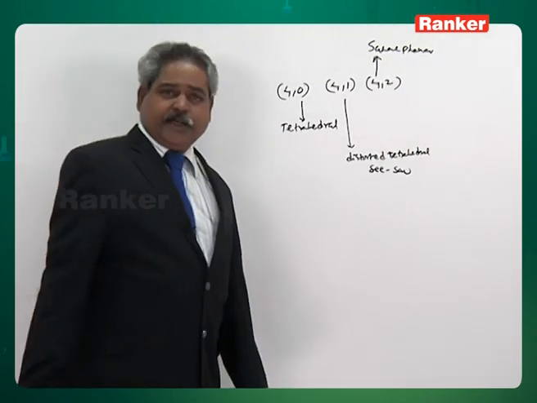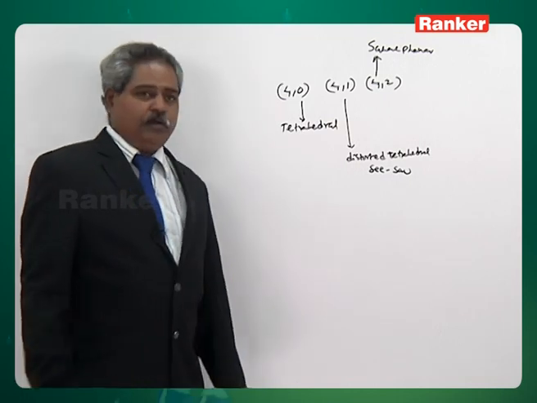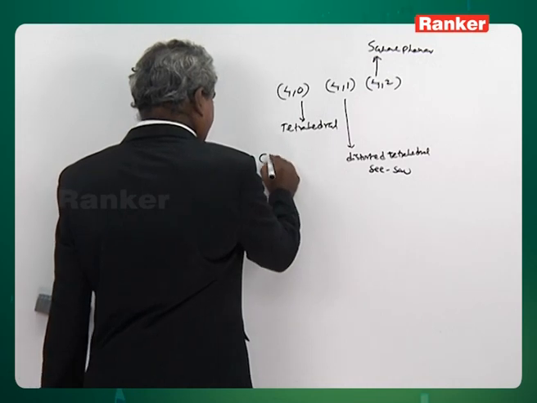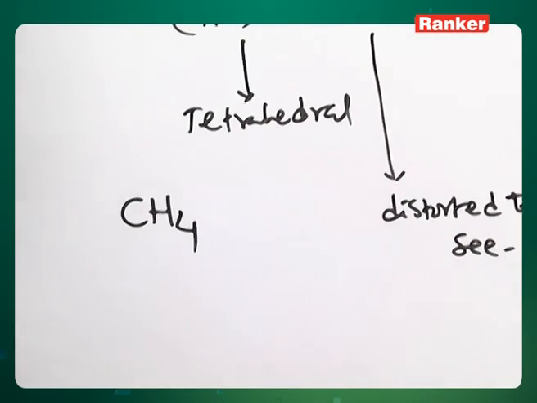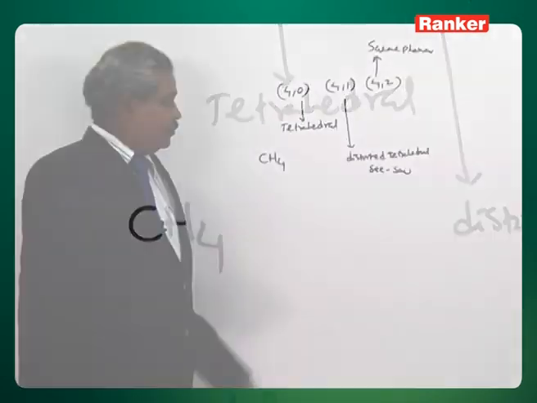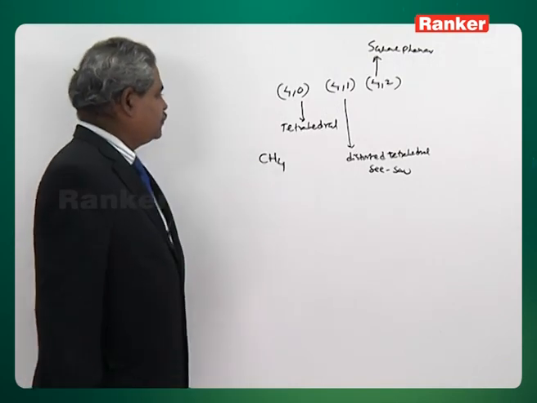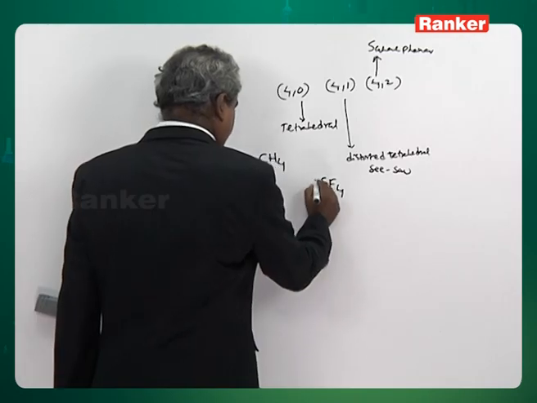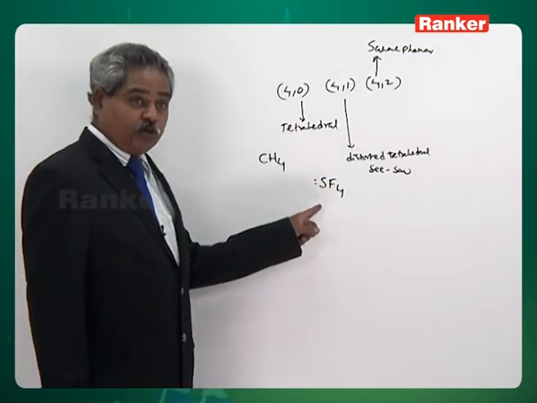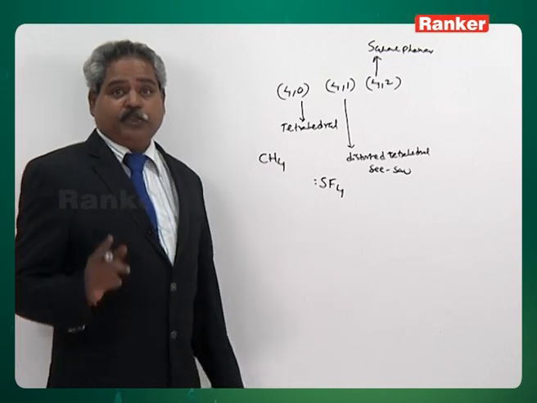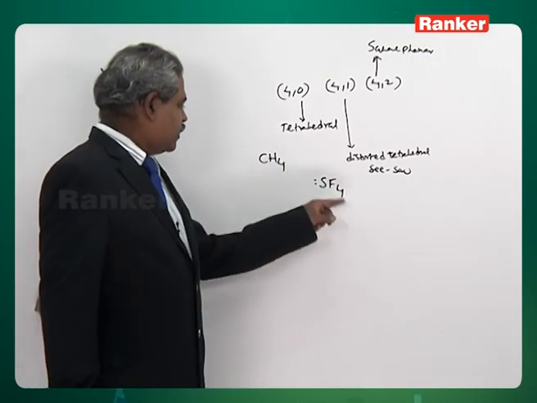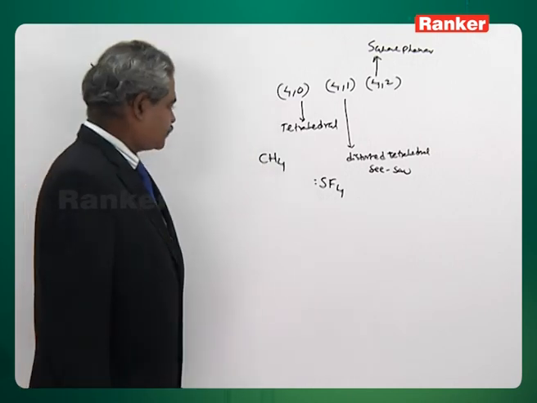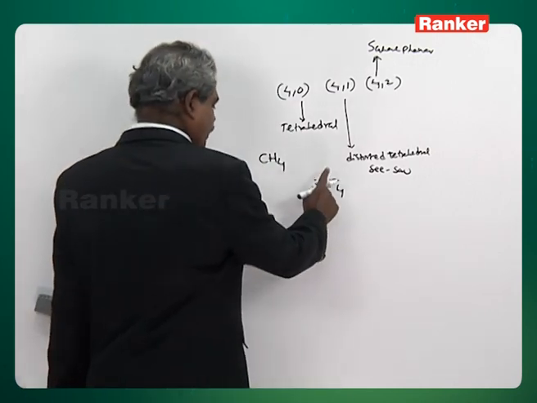I am not making a lengthy list because the list is available wherever you want. Tetrahedral, 4 0. Methane, no lone pair. How do you know? 4 minus 4 by 2. SF4, 4 bond pairs, 1 lone pair. How do you know? Sulfur is the 6th group. I tell you, the group number is very, very important. 6 minus 4 by 2.